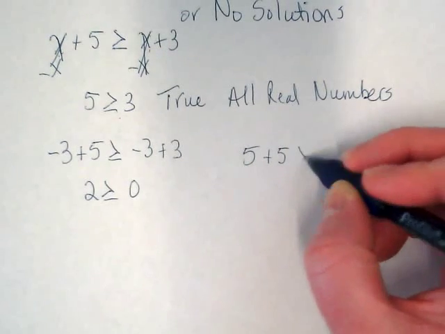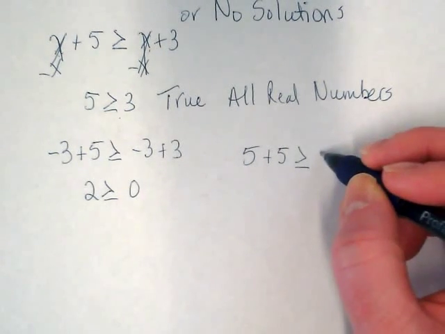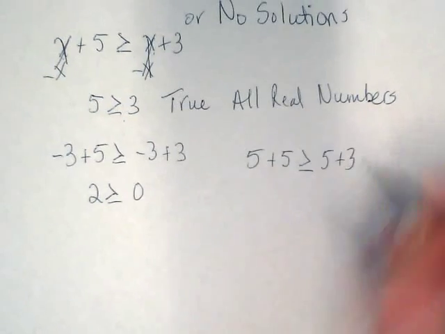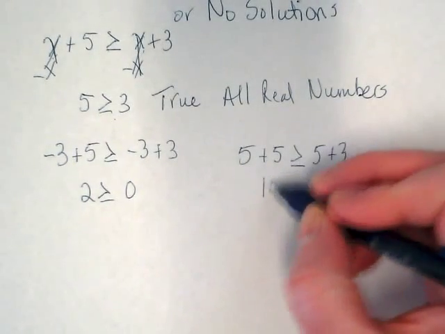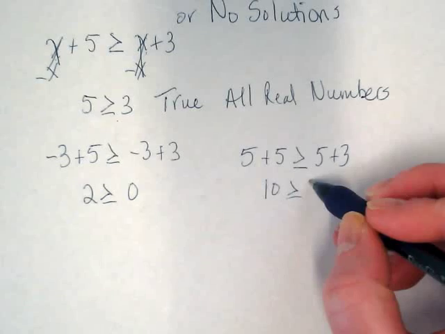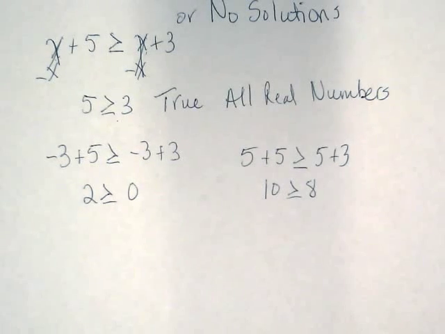Pi. We can do pi next. Actually, let's try 5 first: 5 plus 5 is greater than or equal to 5 plus 3. 5 plus 5 is 10, greater than or equal to 8. Is that true? Yes. Everything from the number line that we want to put in here will still make this inequality true.